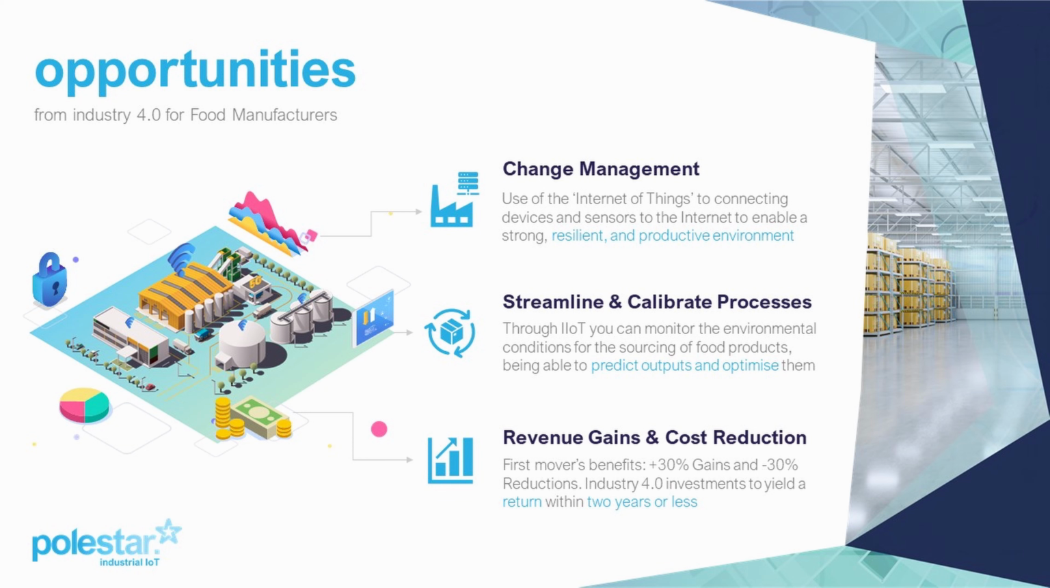Most people start off by implementing an IIoT project, such as monitoring environmental conditions for the sourcing of food products. And being able to predict, you then have the ability to create metrics which enable you to optimize, streamline, and then calibrate after baselining your processes. This type of implementation brings competitive advantages. First movers expect to gain significant benefits from their more advanced digital capabilities and greater levels of investment.